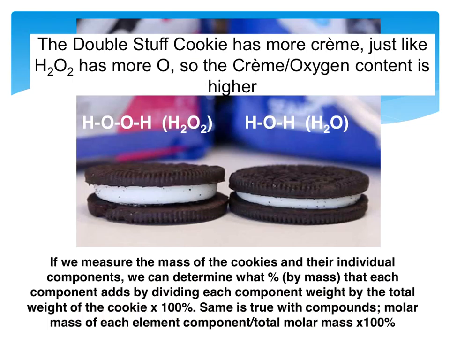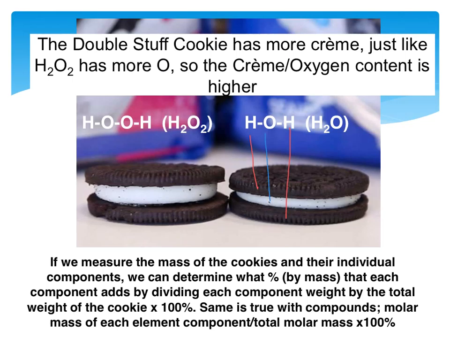So how does the cookie activity help us understand percent composition for chemical compounds? Well, let's look at two chemical compounds that can be represented by our two cookies. Our first chemical compound is water, H2O, right? In this case, we have two hydrogen atoms and one oxygen atom, and we're going to represent those atoms individually by the parts of the cookie. So one hydrogen atom is going to represent one cookie shell, and the other one is the other cookie shell. And my oxygen is going to be represented by the cream.